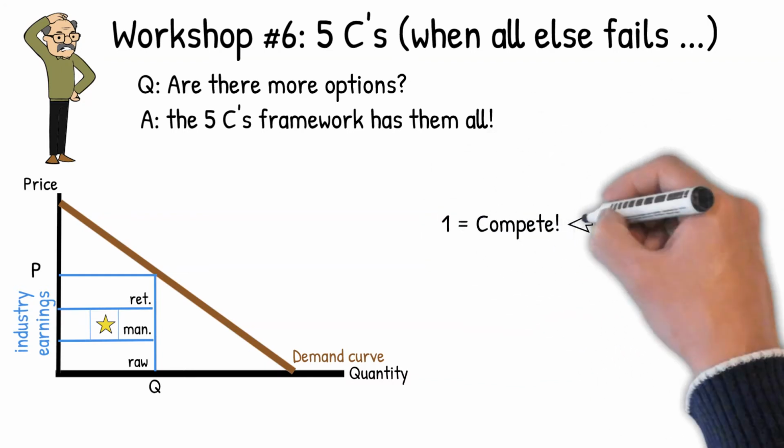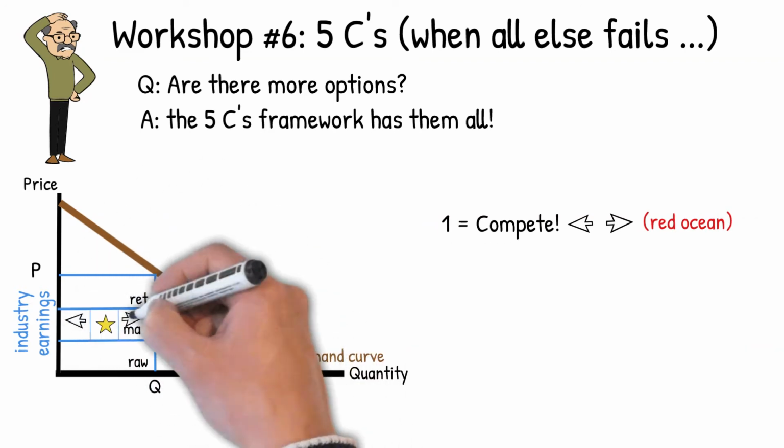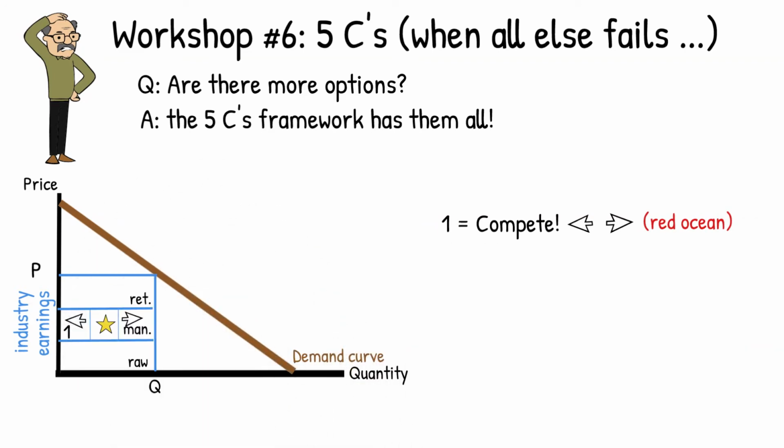Option number 1, I can compete. I can use AI and machine learning to literally obliterate another company at my link in the value chain. Let's call that a red ocean strategy. Because I'll be able to lower my cost, maybe I can lower my prices and take out a competitor.